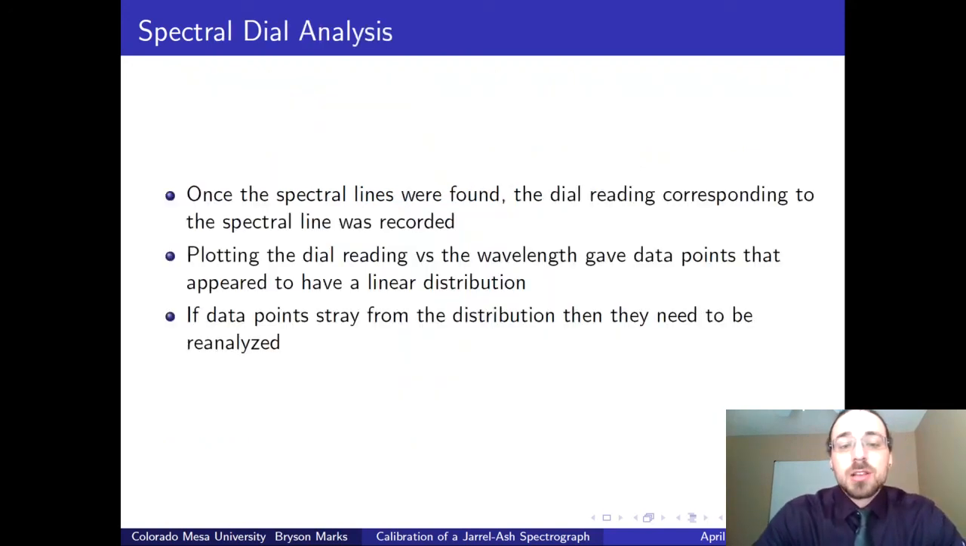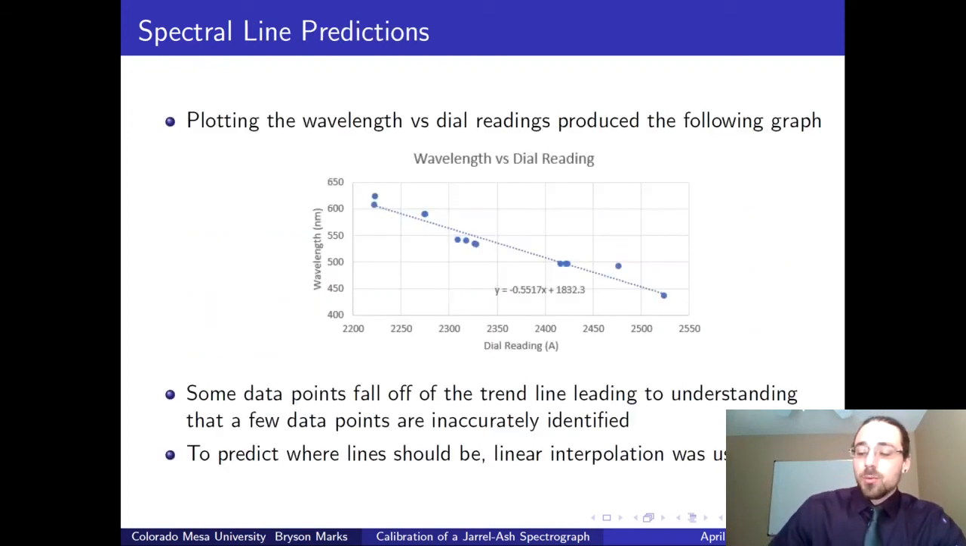So once these spectral lines were deduced and the dial readings were recorded for the position of those spectral lines being in the center of the EasyCap software, I decided to plot the dial readings versus the wavelength to give me a distribution. Now the distribution should be linear. If any of these dots stray away from this line, then that lets me know that they need to be reanalyzed. So plotting the wavelength versus the dial reading, I arrived at this graph here, where we have wavelength on the y-axis and dial readings on the x-axis.